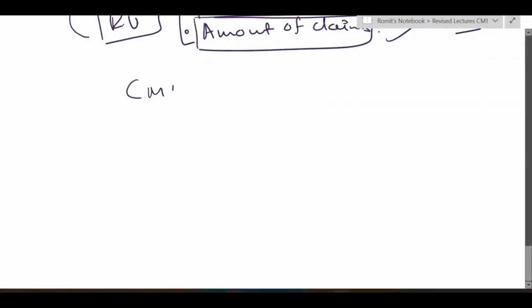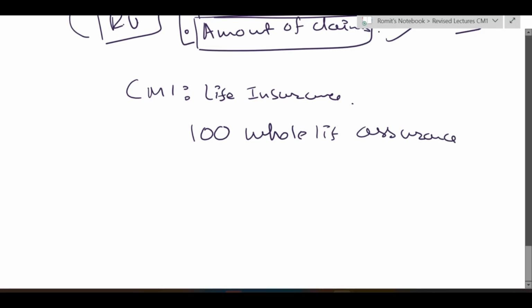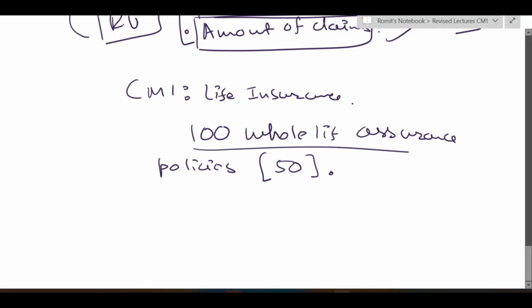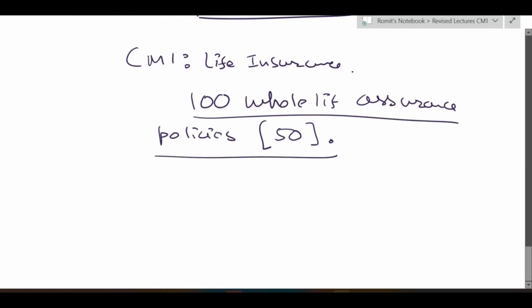Now let's come to CM1. Let's talk about life insurance. Similarly, let's say you issued 100 whole life assurance policies to lives aged 50. This is usually a symbol that is used to denote lives aged 50, okay, 15 brackets. It's also a symbol for selection, which we'll study eventually, but don't confuse that with this. Here it just means lives aged 50. So 100 whole life assurance policies are issued to lives aged 50. Now, the sum assured is given as, let's say, $50,000, okay.